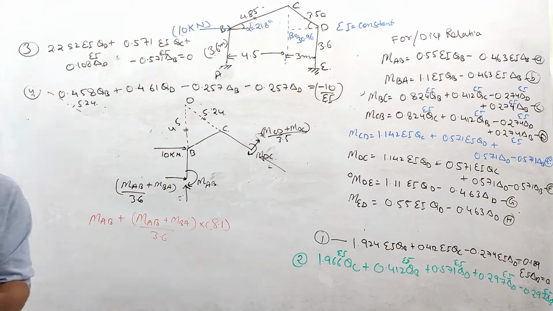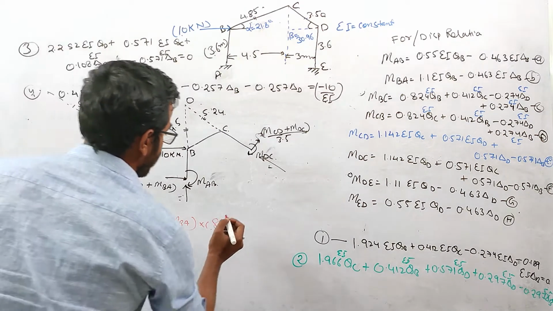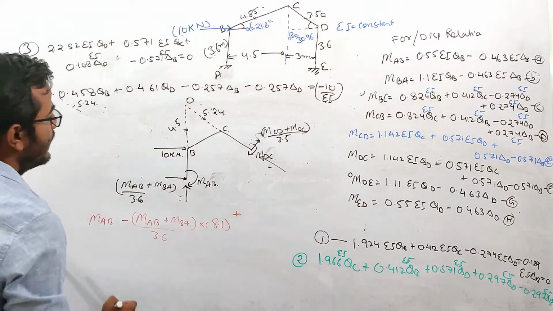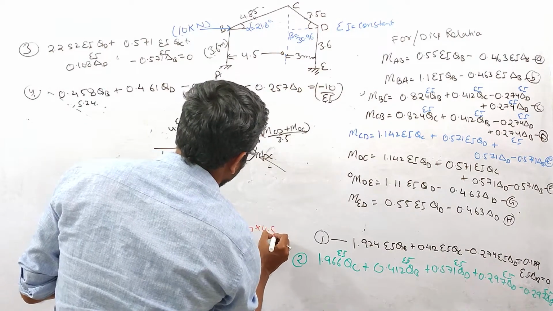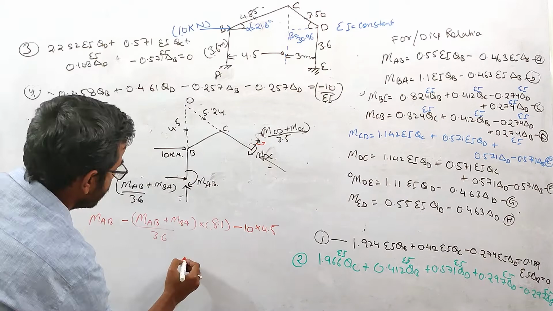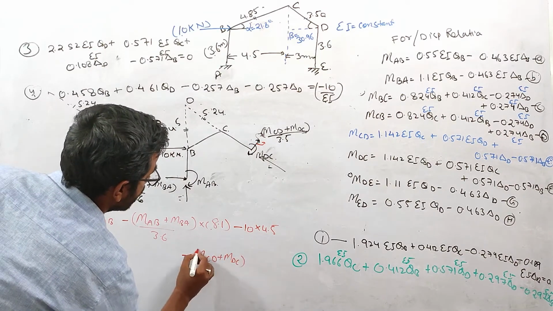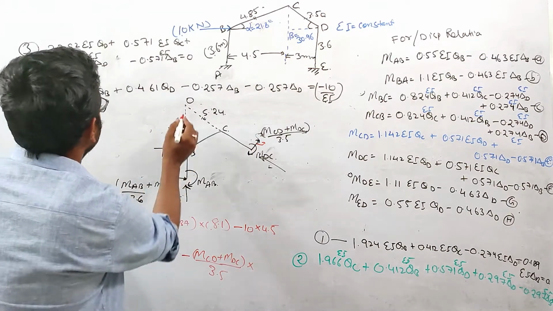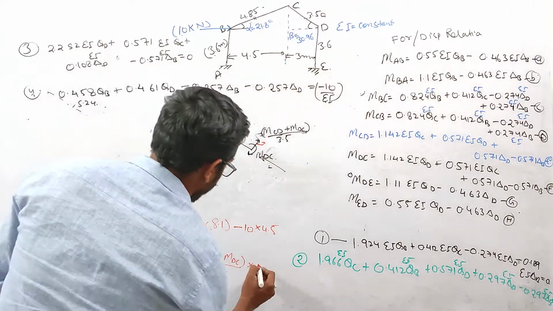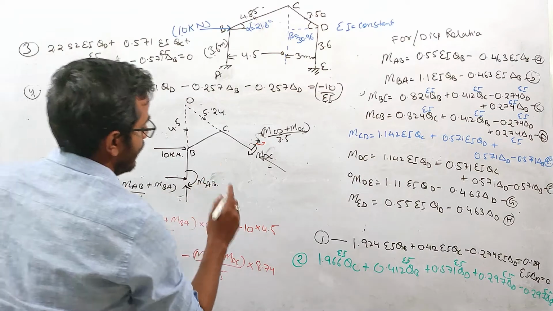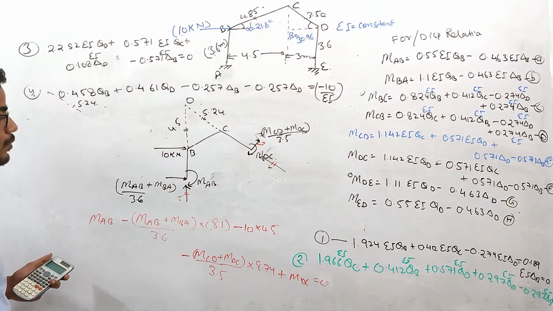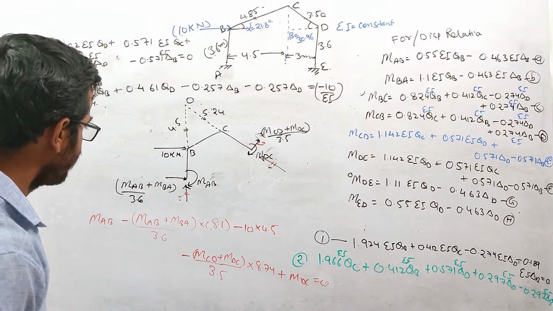Plus, due to this 10 kilonewton load, there will be anti-clockwise moment. So I can write 10 into 4.5, right? Due to this force, the moment will be again anti-clockwise. So I need to write MCD plus MDC over 3.5 into this total distance, which is 5.24 plus 3.5. This is 8.74, right? And plus this MDC will be equal to 0. Moment due to these two forces will be 0 because they are passing through this O point. Okay, so this is our equation, right?